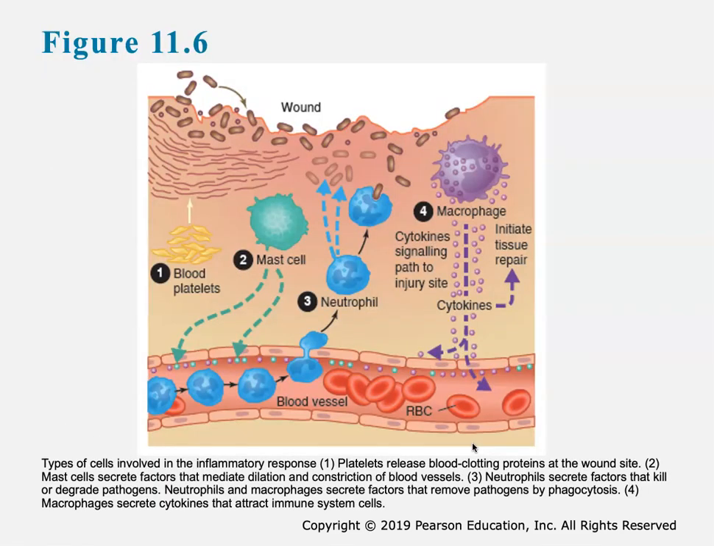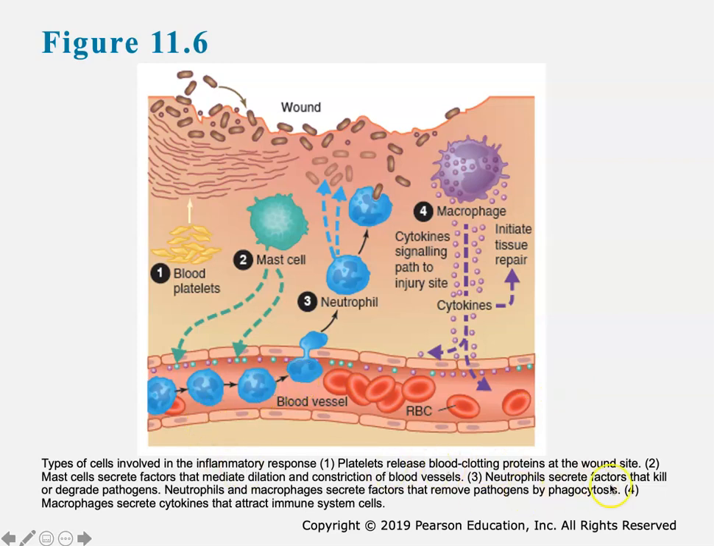All right, so if you take a look at this figure, it gives you a little more information on some of those cells that I mentioned on the other slide, in terms of what they're doing. So again, we're talking about a wound here. This is the surface of the skin, and there's some sort of injury. You can see platelets here that are going to release blood clotting proteins around that wound site. Mast cells will secrete factors that mediate dilation and constriction of the blood vessels. So mast cells will affect those blood vessels, okay?